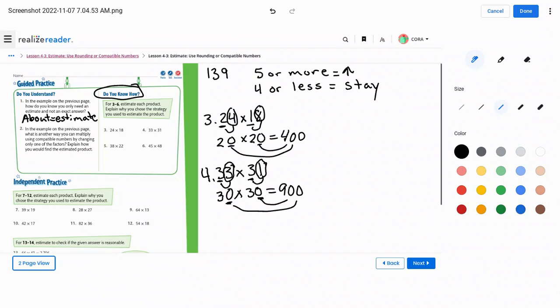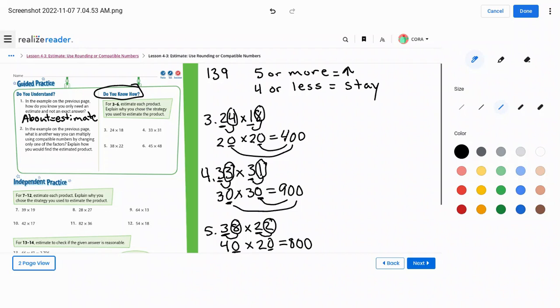For number 5, we have 38 times 22, rounding to the tens place. Got an 8 as a bossy neighbor and a 2 as a bossy neighbor. So here, the 8 is 5 or more. So that tells the 3, you need to go up. Then I put a 0 on the end. Here, 2 is 4 or less. So it tells the 2, you need to stay. Put the 0 on. So now, again, ignore my zeros for now. 4 times 2 is 8. And then put my 2 zeros on.